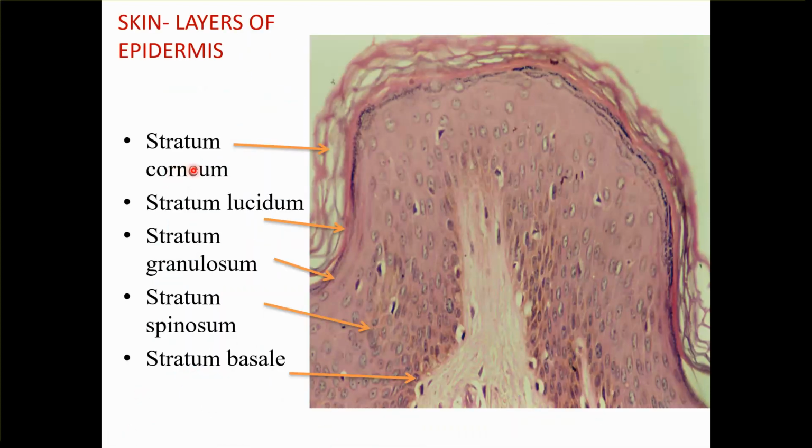Now coming to skin, you have two types of skin: thick and thin skin. For this slide, to see the layers of the skin, this is actually a thick skin. This is stratum corneum. Then this pink line will be the stratum lucidum. Then you have stratum granulosum, these flat cells over here. All this will be stratum spinosum, and the last layer over here will be the stratum basale.